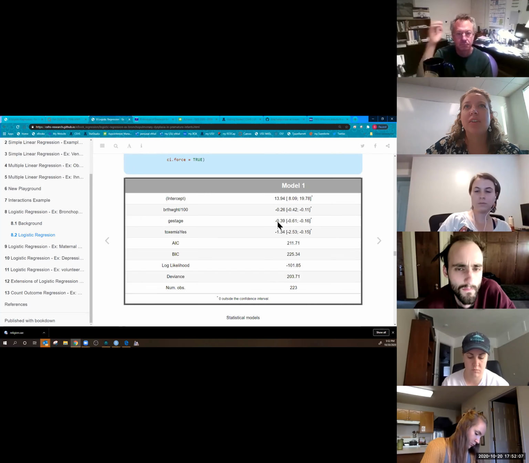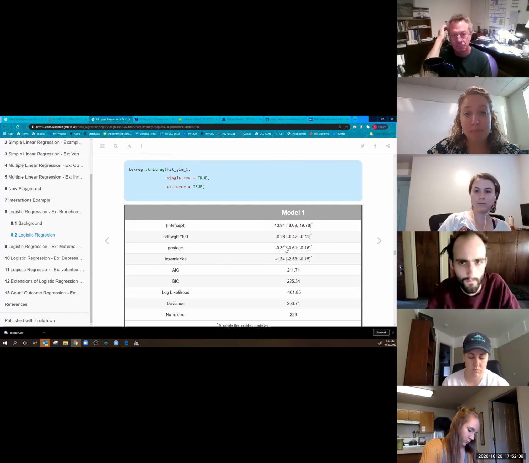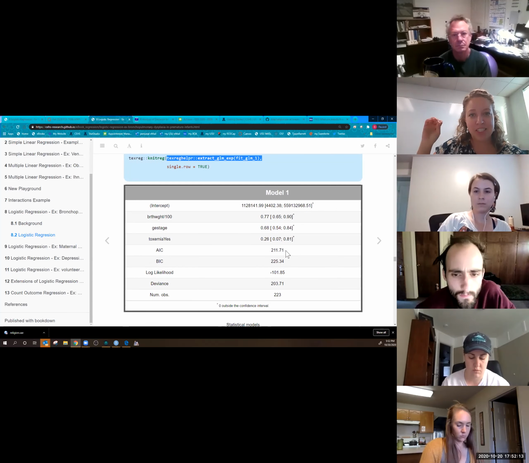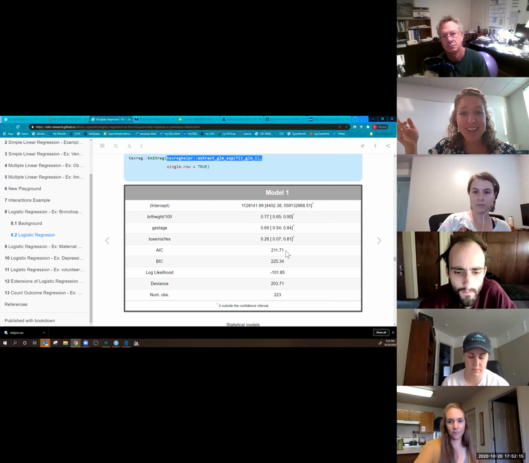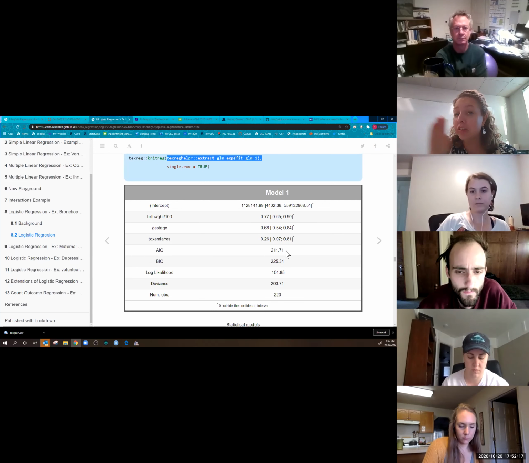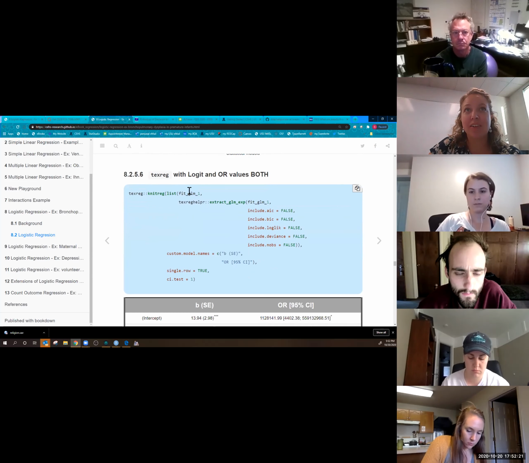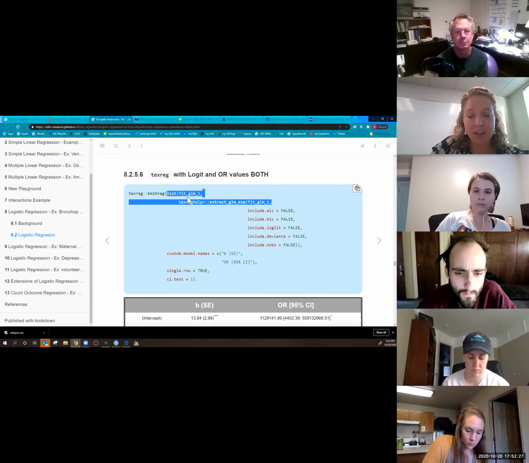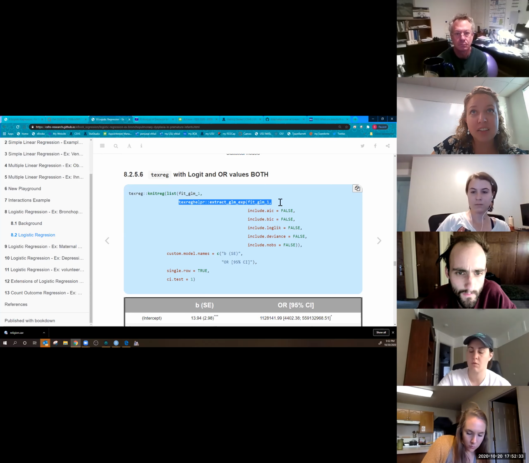Now, here's a table that has the betas in their logit scale, and here's a table that has them exponentiated in the odds ratio scale. Sometimes it's really helpful to have both. And so you can put them together. So notice I'm doing a knitter reg, and I'm listing the same model twice. Here I've listed the name of the model by itself, and here I put it in the extract function.